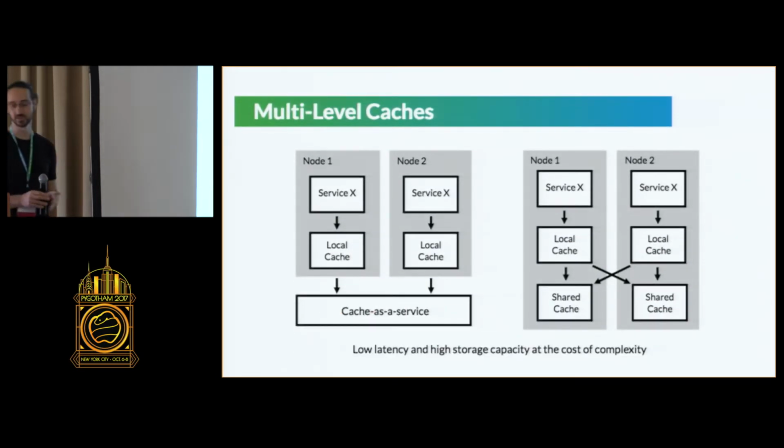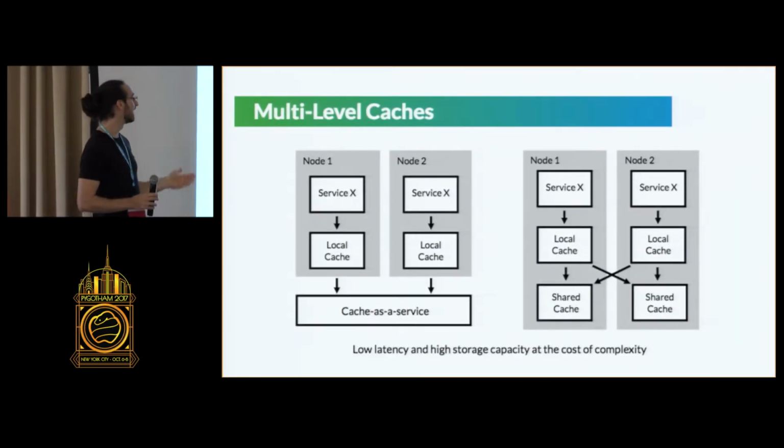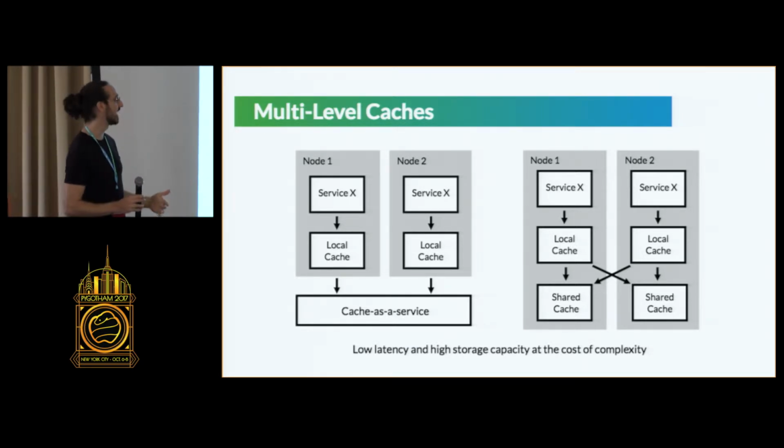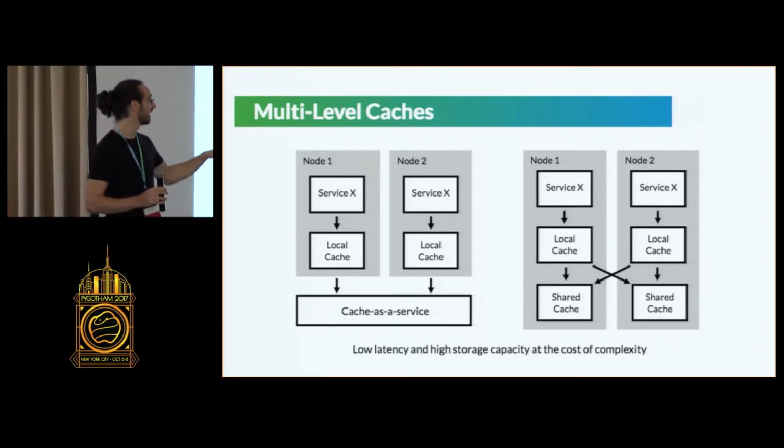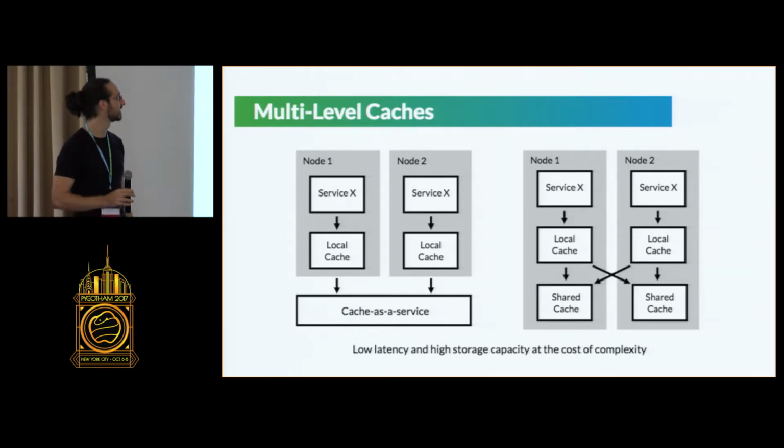Oftentimes you need to do both of these and build multi-level caches, which is great. It gives you both low latency and high storage at the cost of complexity. One of my favorite patterns is the one on the right, which is I don't want to use cache as a service. I have a lot of RAM on machines I already have. So I set up a little cache ring myself, and I have both a local and shared cache. But that's like the most work.